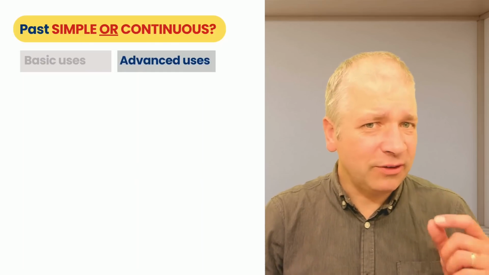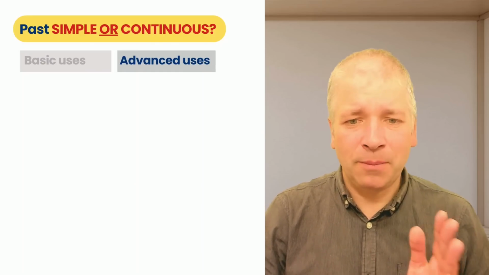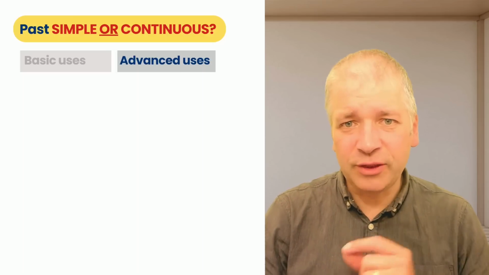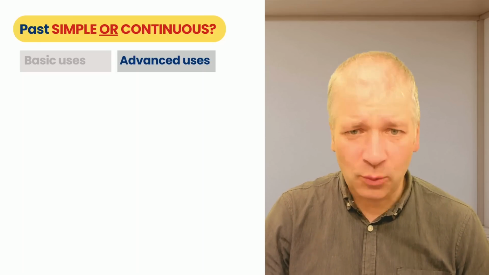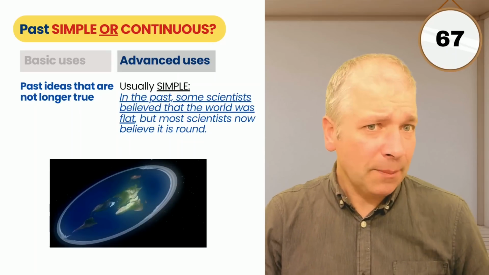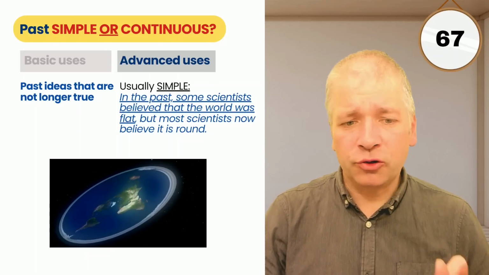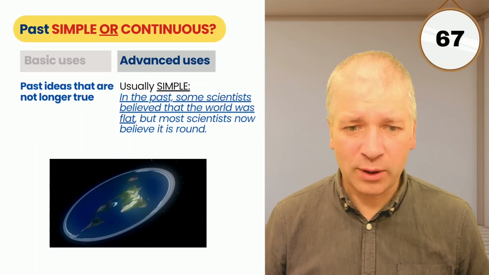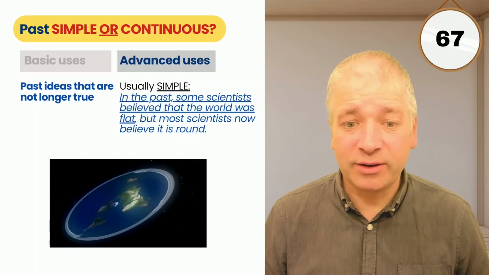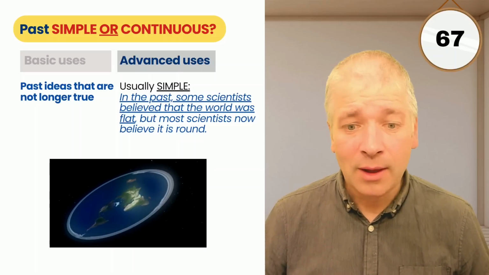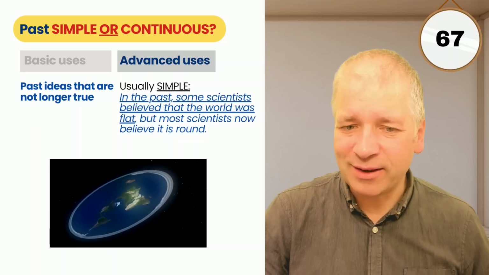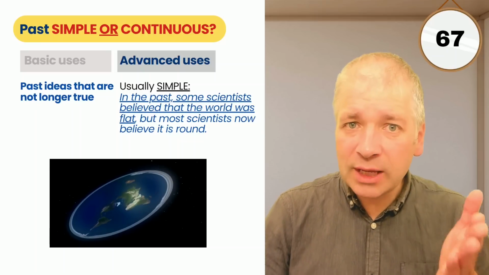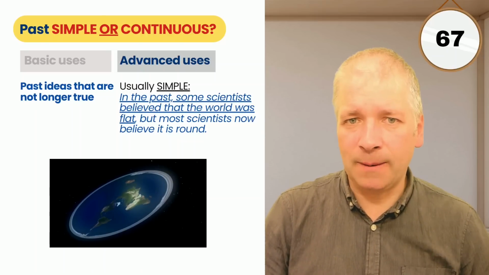What about the differences between the past simple or continuous? Let's move on to the advanced uses where we choose between them. If you're talking about a past idea that is no longer true, you normally use the simple form. For example, in the past, some scientists believed that the world was flat, but most scientists now believe it is round. So usually the past simple is used here.